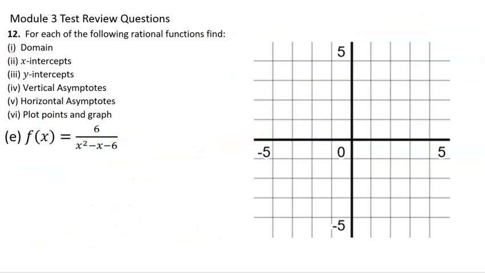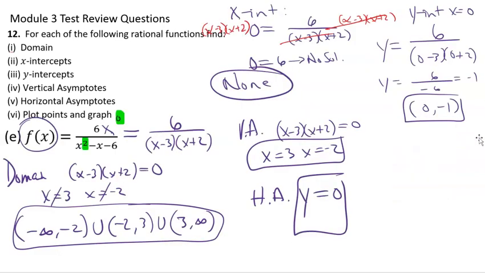Let me start with my verticals. Okay, so vertical at negative 3. So 1, 2, here's negative 3. Negative 3 and 2. Now there are no x-intercepts. We had a horizontal asymptote of y equals 0. And then what I forgot was my y-intercept. Where are you? 0, negative 1.